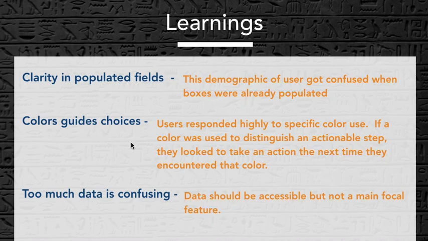We also noticed, as mentioned, that the colors really guide choices. Users responded highly to specific color use. If a color was used to distinguish an actionable step, they looked to take an action the next time they encountered that color. And finally, we noticed that too much data is confusing. We want to make data accessible, but not necessarily the main focal feature.